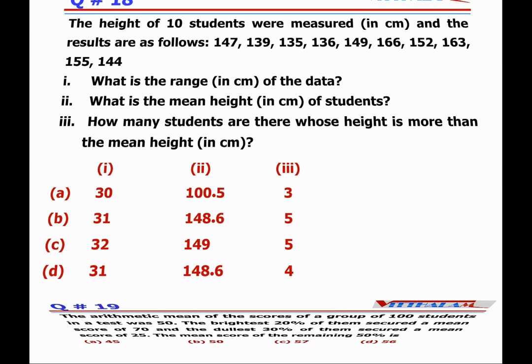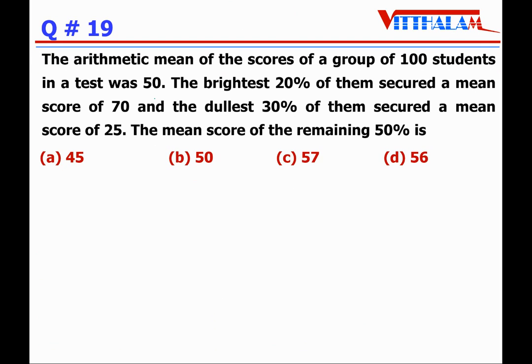Next. The arithmetic mean of the scores of a group of 100 students in a test was 50. That means the total score is 50 into 100, that is 5,000.